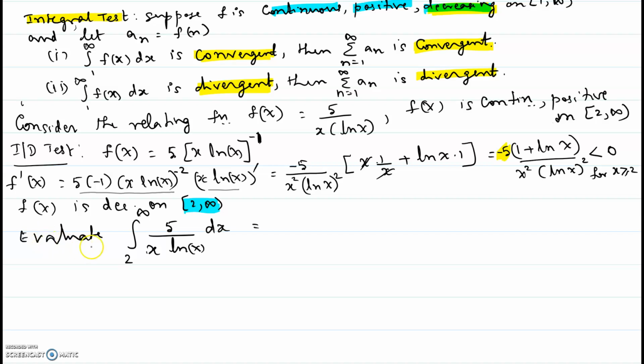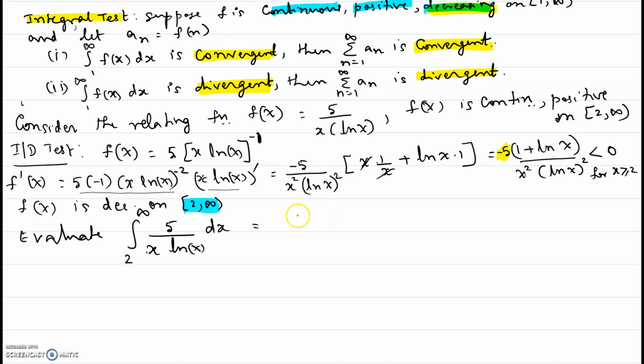Next step is to evaluate the improper integral 2 through infinity, 5 over x times ln x dx, and if it turns out to be a finite value, then we would conclude that the integral is convergent, therefore the series would be convergent. If this integral turns out to be divergent or infinity, or if this limit doesn't exist, then we would conclude that the series is divergent. So we have to evaluate this integral.